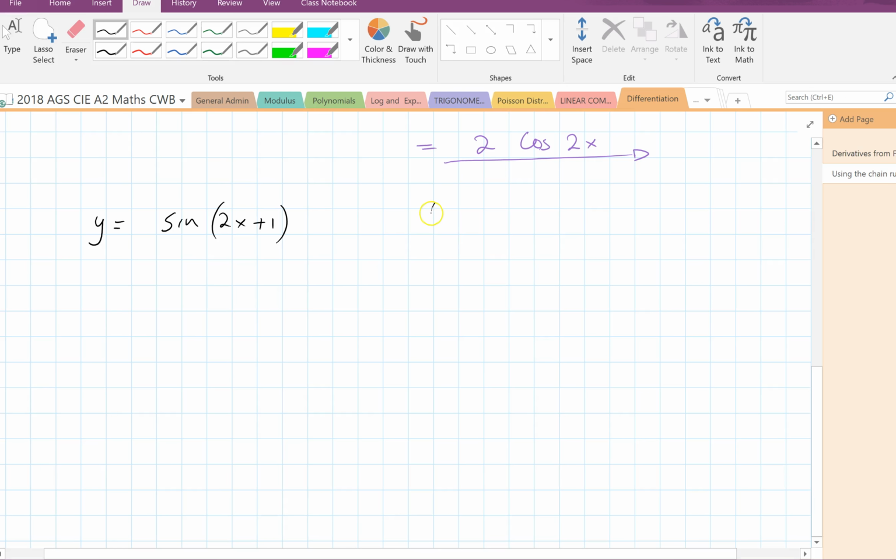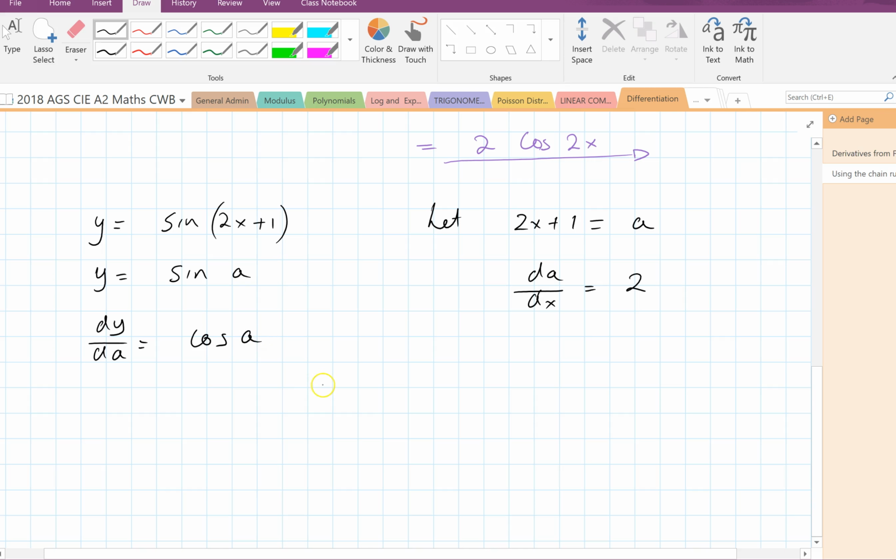Once again, we're going to say let 2x plus 1 equal a. So in other words, my function now looks like this: y is equal to sine of a. Here I can say that the derivative of a with respect to x is going to be 2. And I can say that the derivative of y with respect to a is going to be cos a.